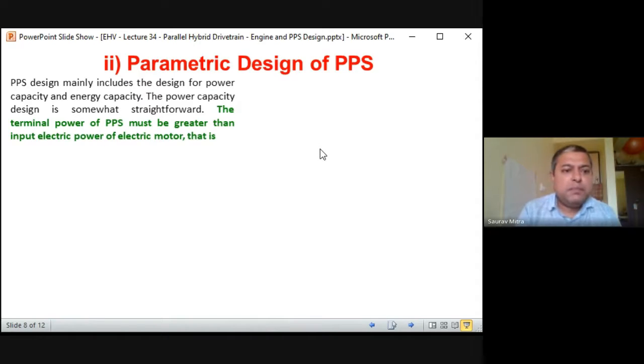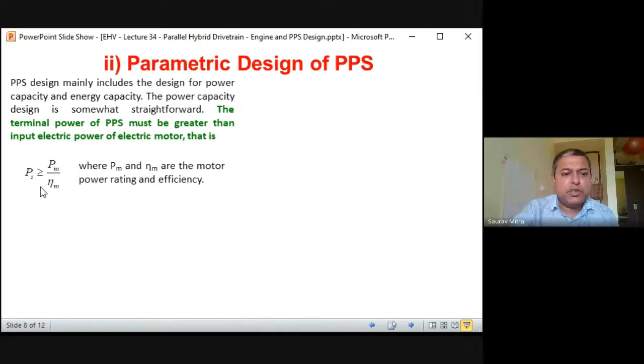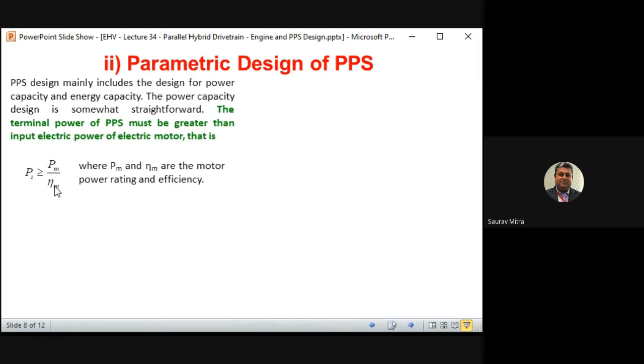Okay, so PPS design mainly includes the design of power capacity and engine capacity. The power capacity design is somewhat straightforward. The terminal power of the PPS must be greater than the input electric power of the electric motor. So I told you last day, suppose I want 100 units of power to drive the motor. The motor requires 100 units of power, but the motor is running with 90% efficiency. So how much power does the PPS have to produce?